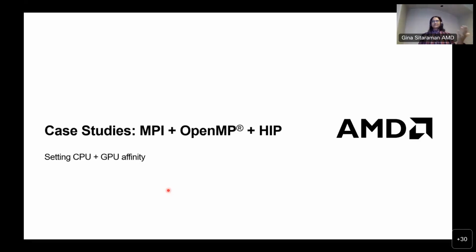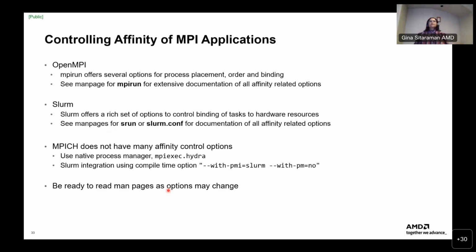Now we're going to look at the example where we have to set CPU and GPU affinity. We're going to see a few examples of that. This can be done in many different ways, depending on the MPI implementation. OpenMPI has mpirun that offers several options for process placement, order, and binding. For that, we refer to the mpirun documentation. The man page for it is quite good.